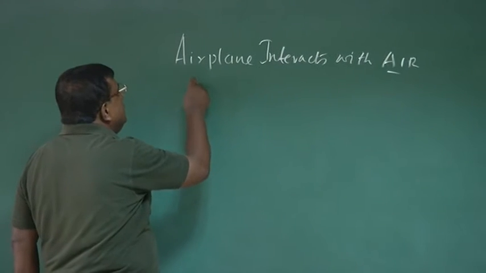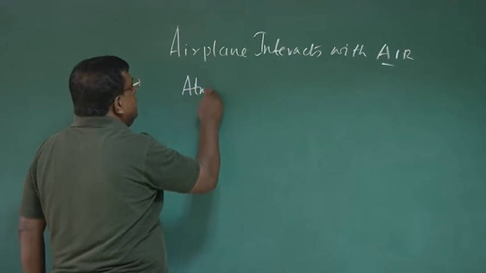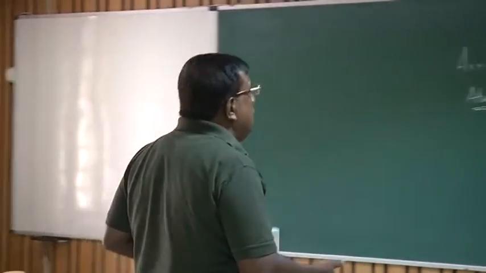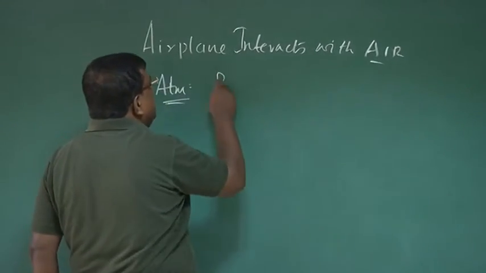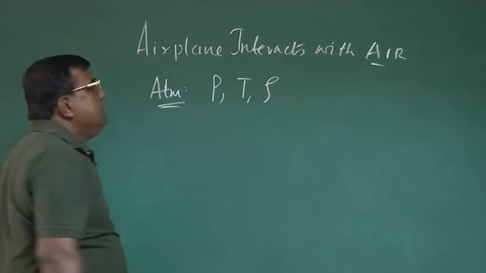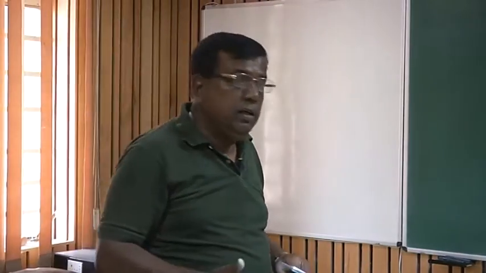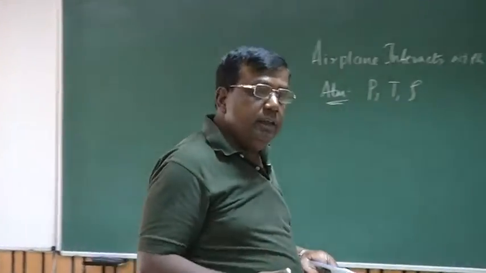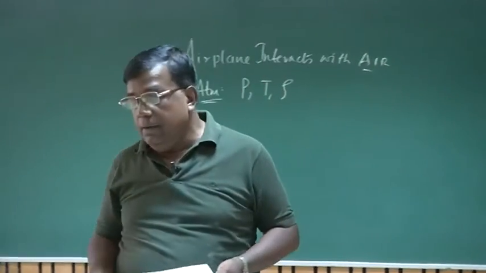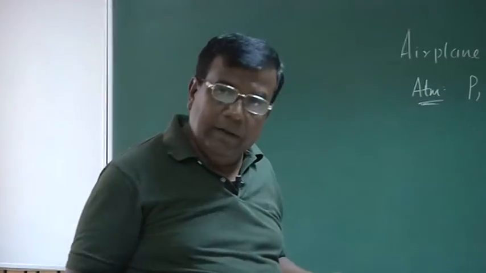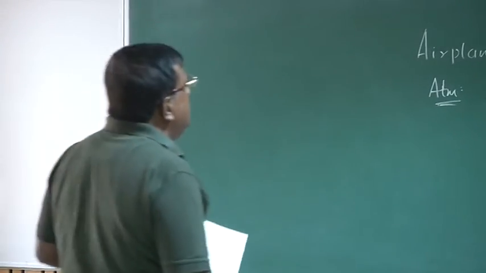This atmosphere is characterized, for the purpose of interaction between airplane wing or airplane body with the atmosphere, through three thermodynamic variables, that is pressure, temperature, and density. Right? After all, it is the force which comes because of the pressure. The temperature decides the density, and also density by itself will decide how much force actually the airplane will be experiencing for a given speed or for a given angle of attack.